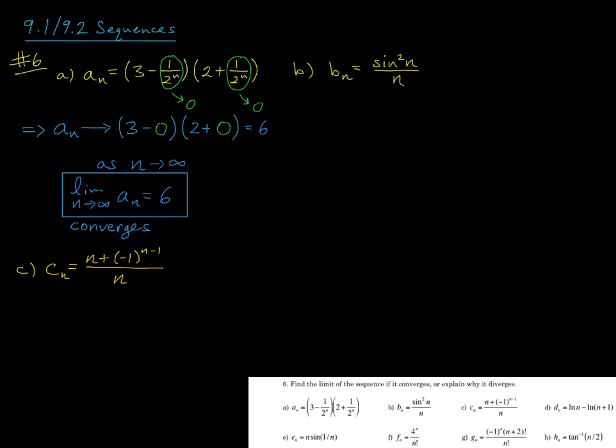All right, now for part B, we have b sub n is equal to sine squared of n divided by n. Okay, so the rough idea here is that the numerator sine squared of n is going to be a value between 0 and 1, and the denominator n is going to become infinitely large. And so if I take numbers between 0 and 1 and divide them by something infinitely large, the result's going to be something infinitely small. So the limit should be 0, and that is exactly the case.